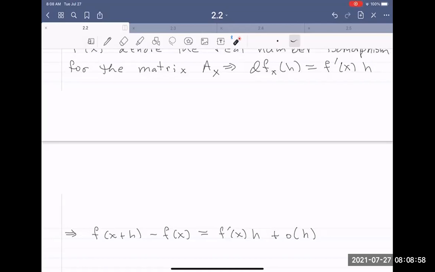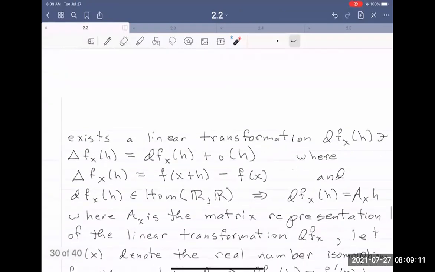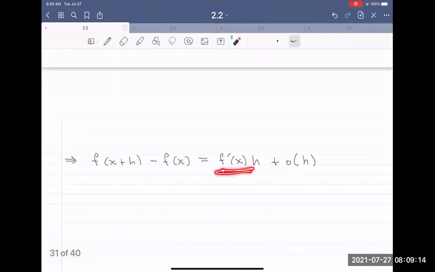And so somehow I want to manipulate this, for my particular situation here, and see if somehow I can get some number times h plus some other things. If I can do that, then I'll be very happy, because then in that particular situation, I'll be done, because that's what I wanted to determine. Okay, so let's do this in this particular situation.